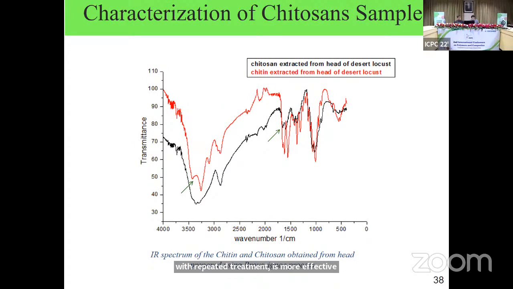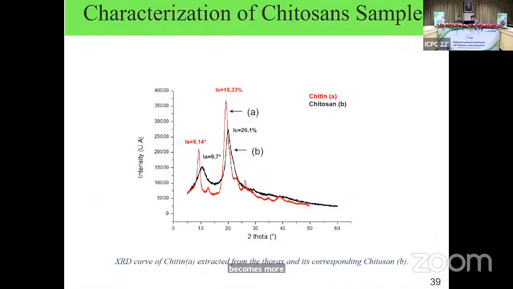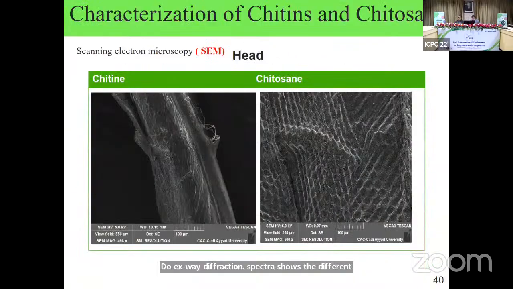As you can see in this figure that represents chitin and chitosan, a decrease in absorbance is observed in the spectrum of chitosan in the amides band because it becomes more deacetylated. The X-ray diffraction spectra shows the difference between chitin and chitosan. The chitins and chitosans show interesting structures. For example, the chitin of the head consists of thick, well-banded fibers, with an interesting porous structure in the chitosan, favoring its application as a heavy metal chelating agent.